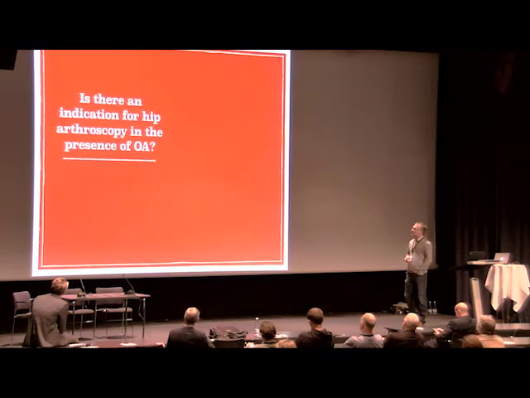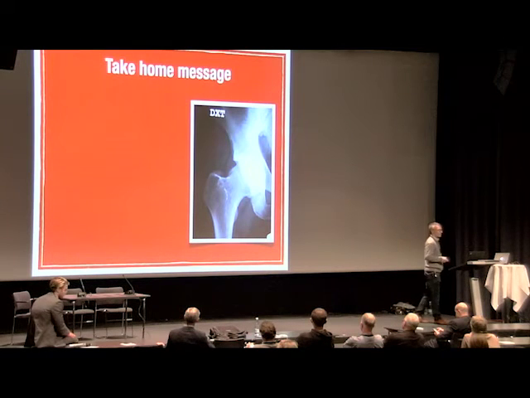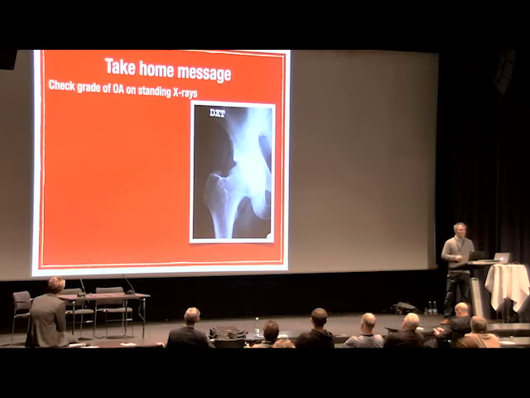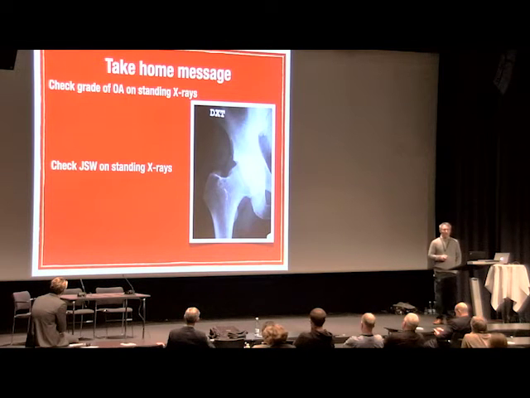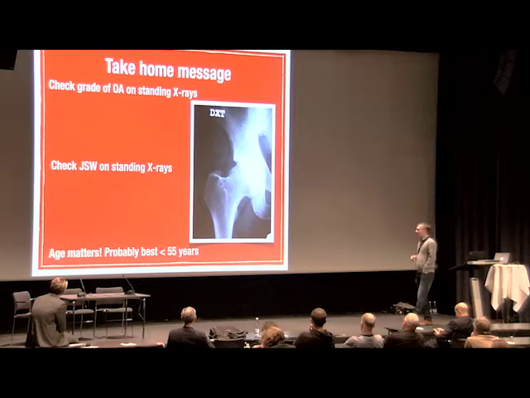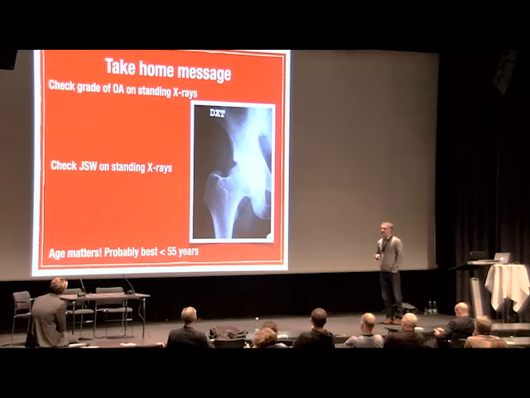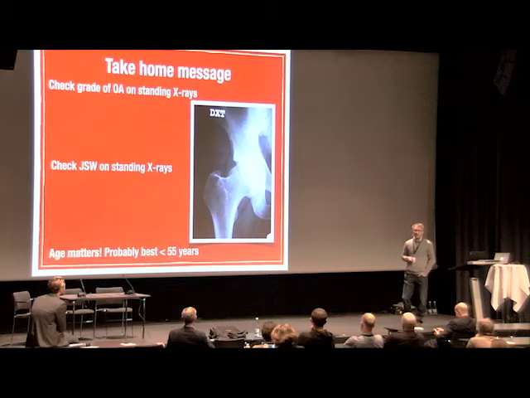So, is there an indication for hip arthroscopy in the presence of OA? I think there is. My take-home message is that you have to check on standing x-rays the grade of OA before you do hip arthroscopy. You also have to check the joint space width on the x-rays. And age matters. I think it's probably best to stay under 55. In selected cases, you can go above that, but I prefer to have the younger patients. They tend to do a little bit better, even though we don't have very good evidence for that.